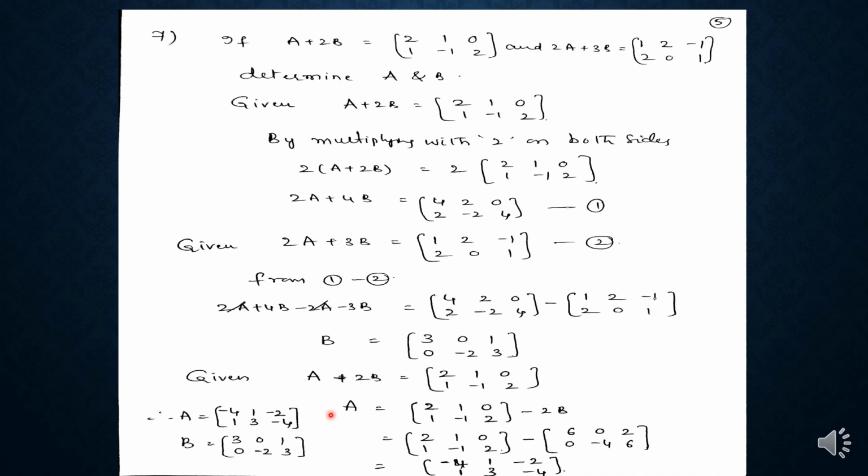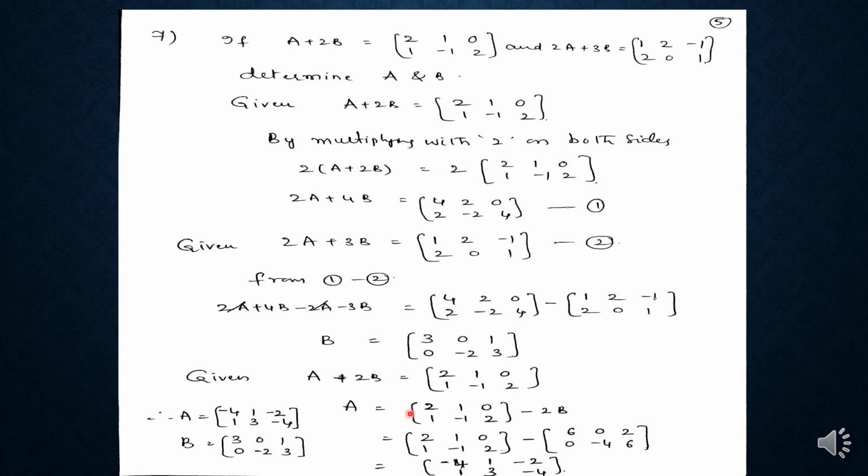Now to find the value of a, substitute in one equation. a plus 2b is equal to 1 0 1 minus 1 2. So a is equal to 2 1 0 1 minus 1 2 minus 2b. That is 2 1 0 1 minus 1 2 minus 2 into b, which is 2 into 3 6, 2 into 0 0, 2 into 1 2, 2 into 0 0, 2 into minus 2 minus 4, 2 into 3 6. By simplifying this, we get 2 minus 6 minus 4, 1 minus 0 1, 0 minus 2 minus 2, 1 minus 0 1, minus 1 plus 4 that is 3, 2 minus 6 minus 4.